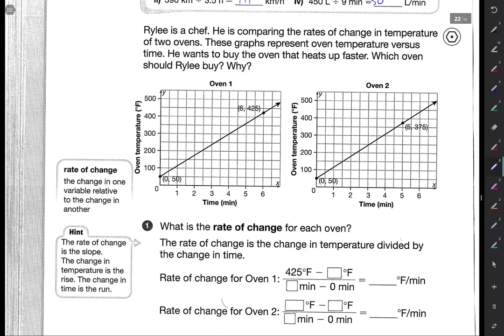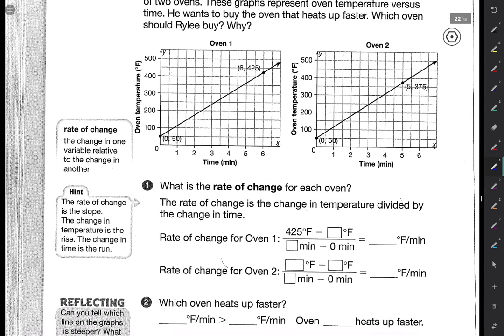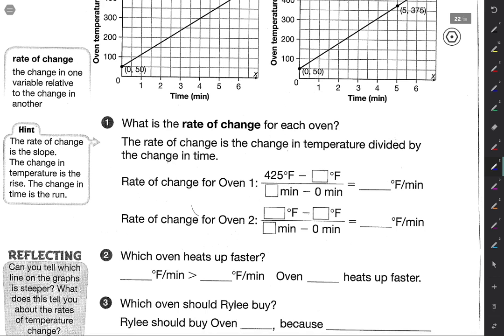So they gave us two ovens here and a graph that shows how fast they heat up. So the time is on the bottom of the graph and then the oven temperature. So as time goes on, the temperature for both ovens is increasing. So let's figure out the rate of change for each oven. So look on the side, it gives you a hint. It says the rate of change is the slope.